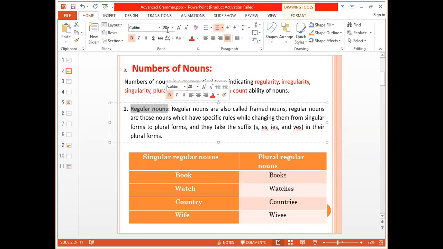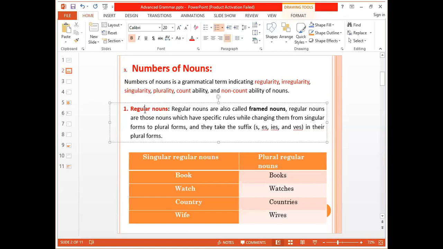We will talk first of all about the first topic, called regular nouns. What are regular nouns? Regular nouns are those nouns, clear? You can also call them by a second name, framed nouns. What do I mean by regular? Regular means that something follows rules and regulations, and we call it regular.